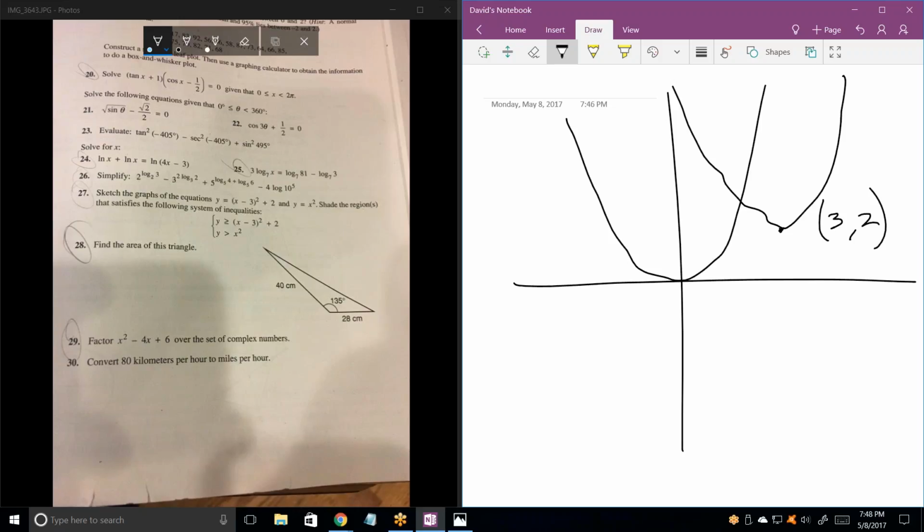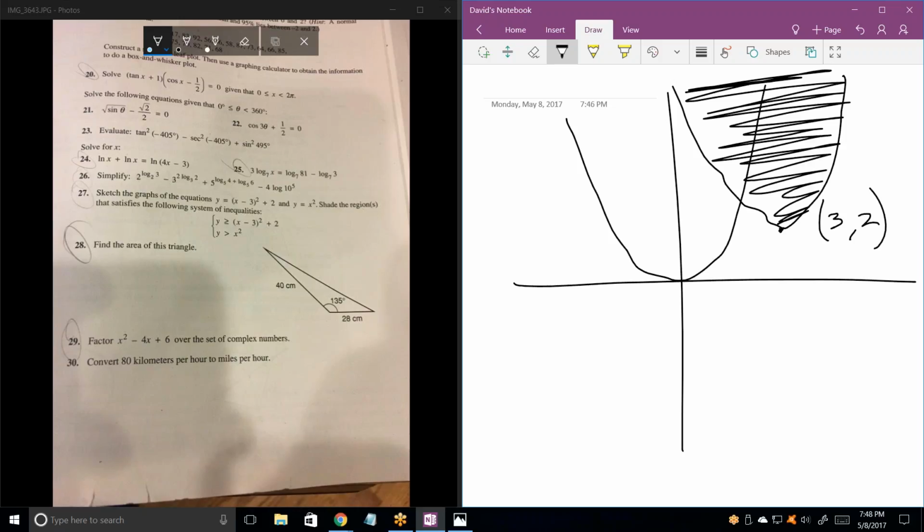What part of that do I shade? Above the parabola or below the parabola? Above. Okay, so in other words, that whole area. Yeah, that's what it means when it says y is greater than that. And it's a solid line because it's greater than or equal to.